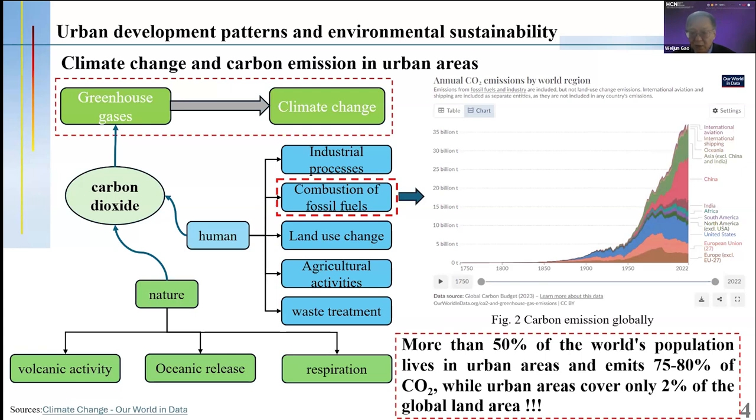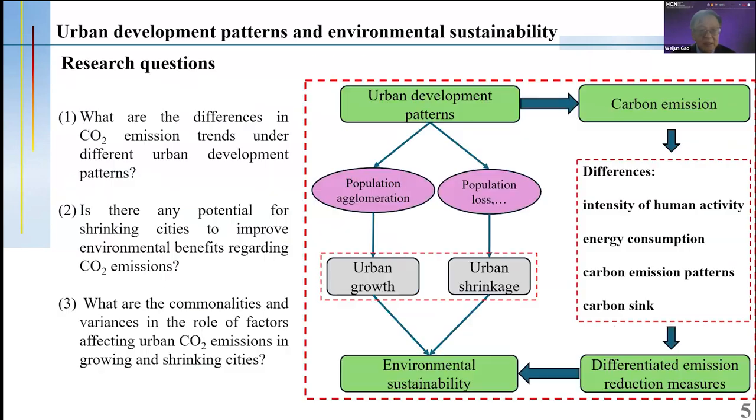More than half of the world's population lives in urban areas and emits 75 to 80% of carbon dioxide, while urban areas cover only 2% of the global land area. So for carbon emission reduction, the key should be the city. Today, my research question is: what are the differences in carbon dioxide emission trends in the different urban development patterns?